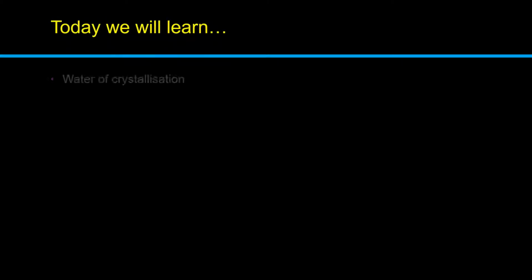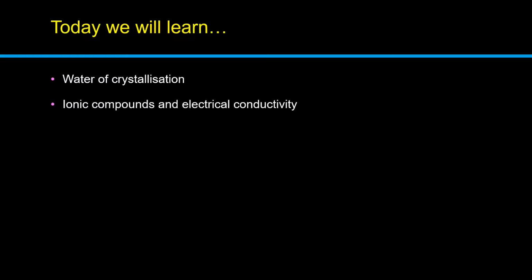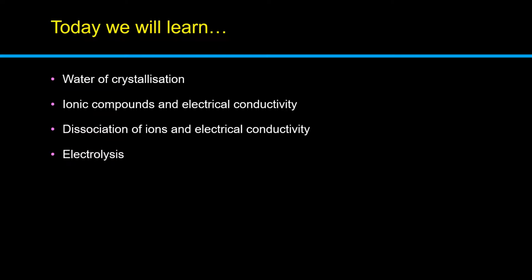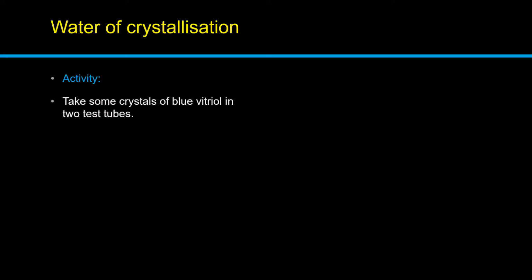Today we will be learning about water of crystallization, ionic compounds and electrical conductivity, dissociation of ions and electrical conductivity, what is electrolysis, and about electrolysis of water. First, we will learn about water of crystallization. Let us see an activity.